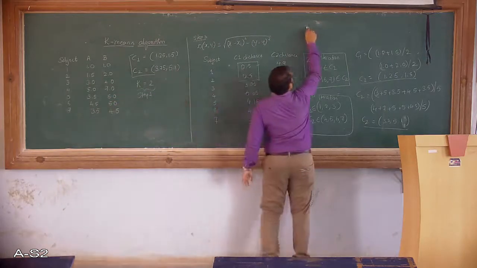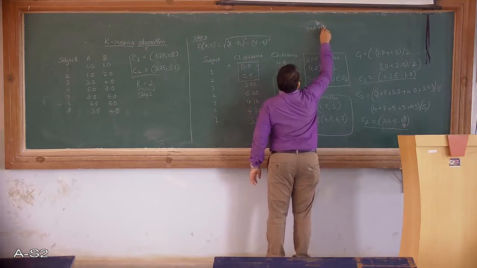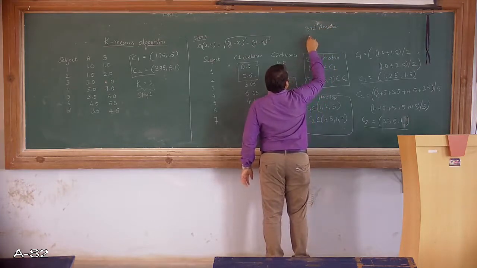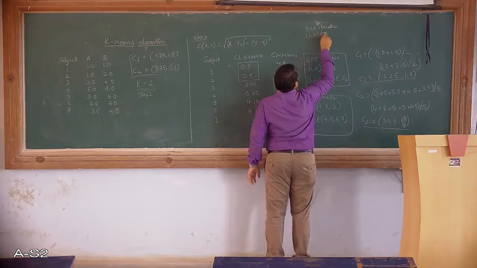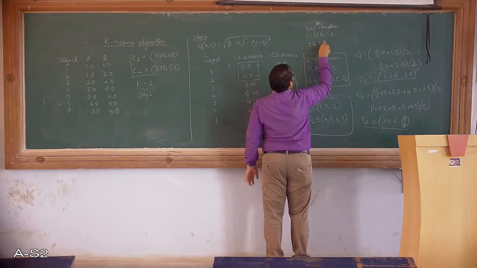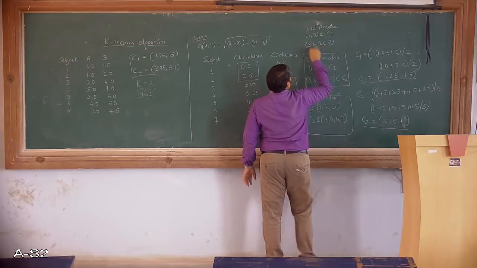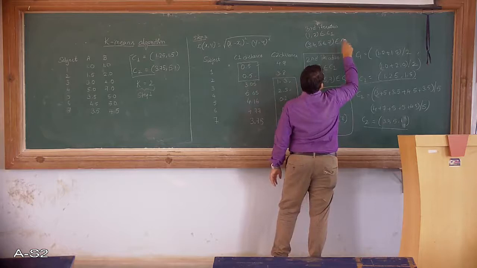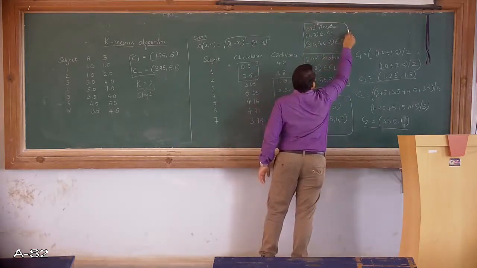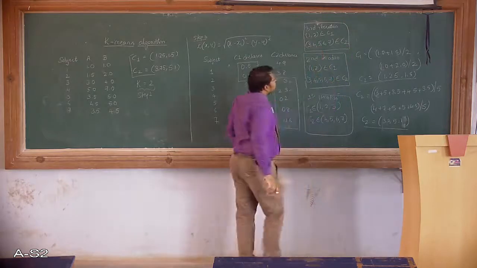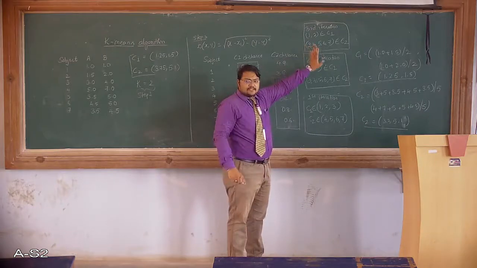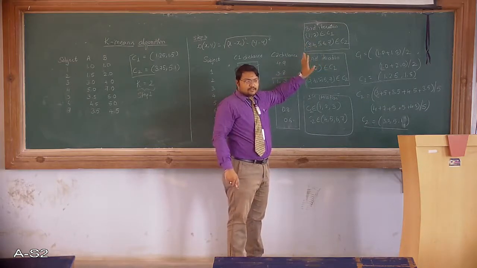So for the third iteration, 1, 2 belongs to C1, 3, 4, 5, 6, 7 belongs to C2. So this is for the third iteration. Fine. Now compare the second iteration and the third iteration. Is there any change? No, there is no change.